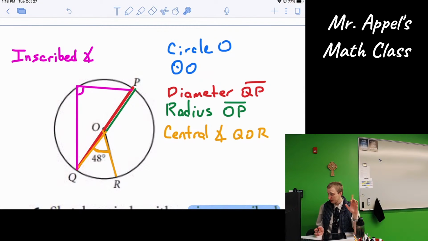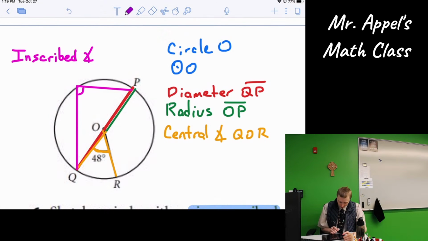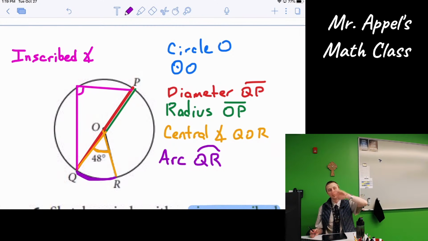Now, the special thing about a central angle is it also defines something else for us. It cuts up the pizza into individual slices, and the crust of which is called an arc. So we can talk about arc QR. And we identify an arc with a curve piece above the letters, not to be confused with a segment. There's a definite curve there.